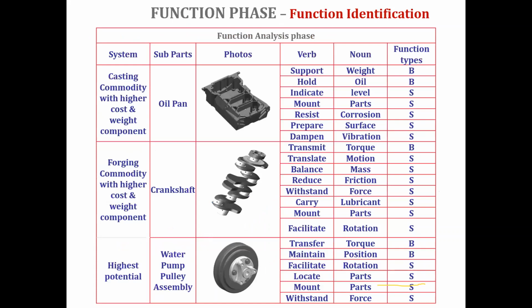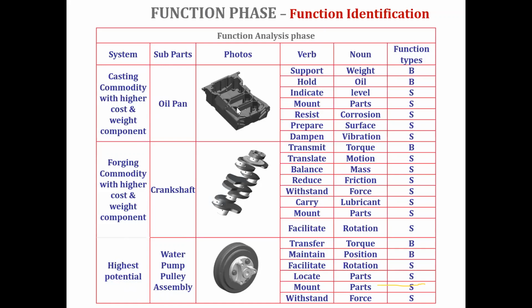So this is the oil pan. It looks like this for a tractor, and this is the crankshaft. This is the water pump. And this oil pan comes under the casting commodity, this crankshaft comes under the forging commodity, and this water pump comes under the proprietary part having a high cost value.